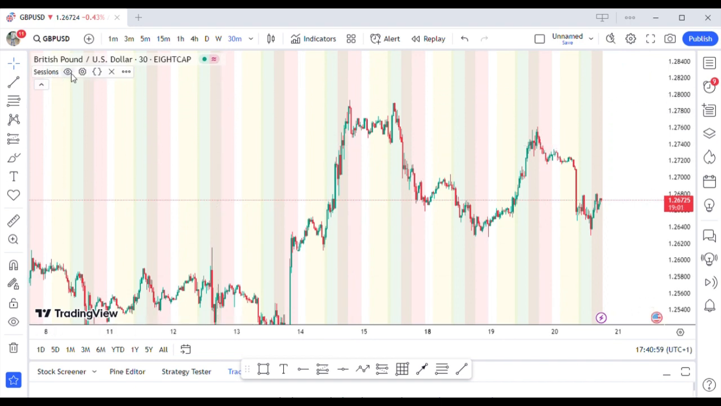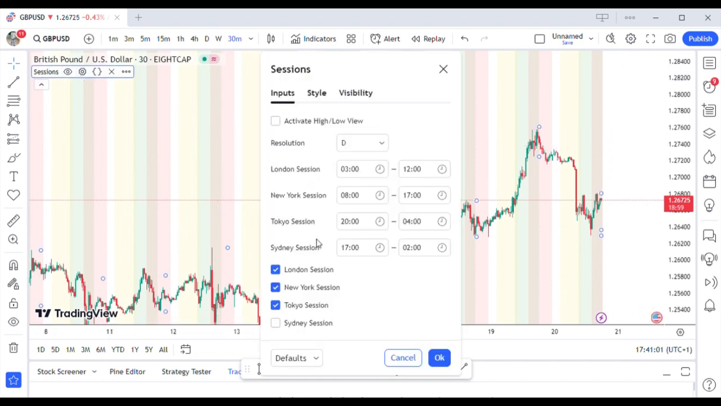Just click on this session and then click on settings. You can see we have the London session, New York session, Tokyo session, and also the Sydney session. But I told you we have three, you understand? This Tokyo session and Sydney session are both Asia session, so I classify the two as Asia session. I don't trade in Tokyo session or Sydney session, I only trade during London and New York session. So we are going to remove the Tokyo session. Anything that has a color is either London session or New York session, you understand?